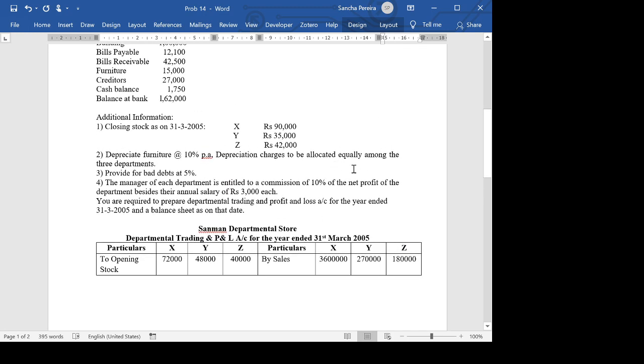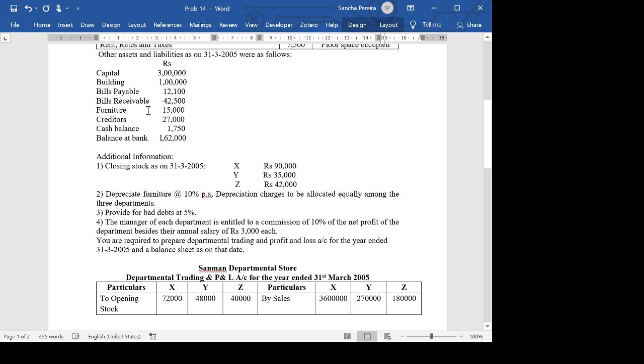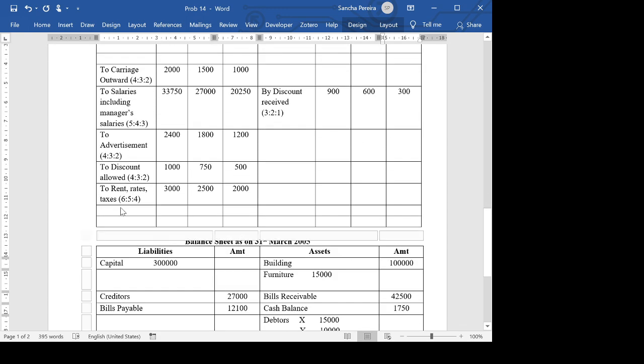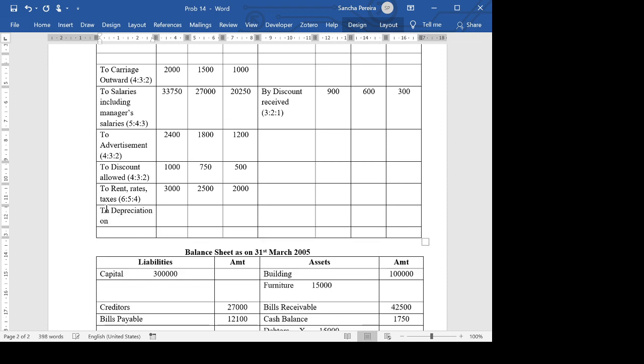Depreciation charges to be allocated equally among the three departments. So if we calculate depreciation at 10% on furniture, only on furniture, it will come to 1,500. So 1,500 divided equally will be 500 per department, depreciation on furniture.